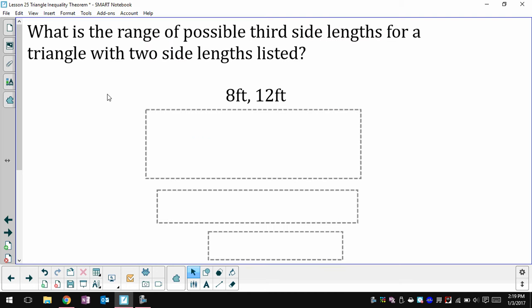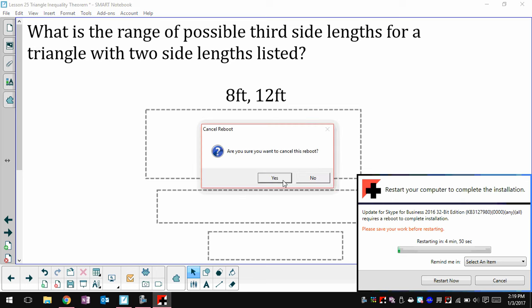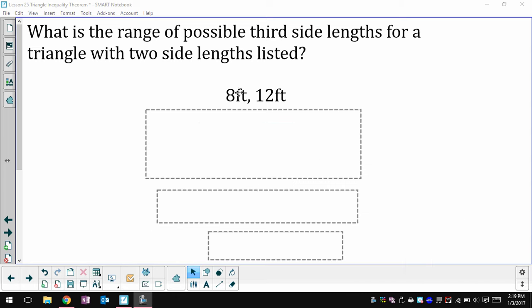Another way we're going to apply this theorem would be to figure out the possible length of a third side of a triangle. So here I want to build a triangle, and it has one side that's 8 feet and one side that's 12 feet, and I want to figure out the range: what are all the possibilities for the third side length?